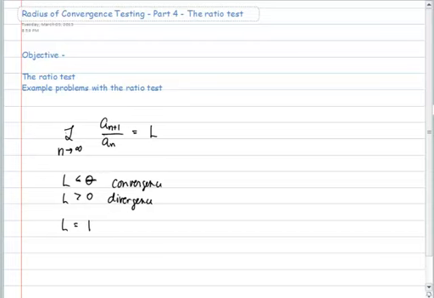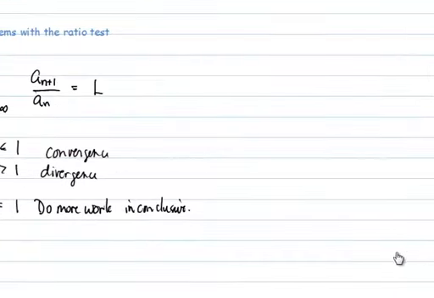I'm sorry, I want to go back and rephrase this. If L is less than 1, we have convergence. Greater than 1, we have divergence. And equal to 1, we need to do more work because it's inconclusive. So I'm going to pause and put an example up, and then we'll get started again.